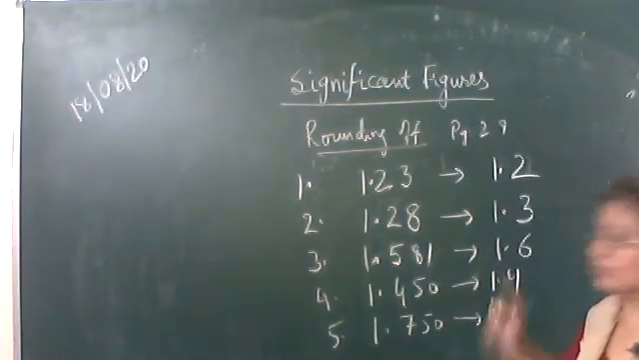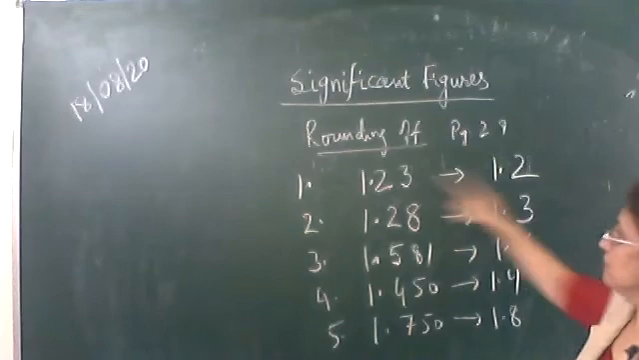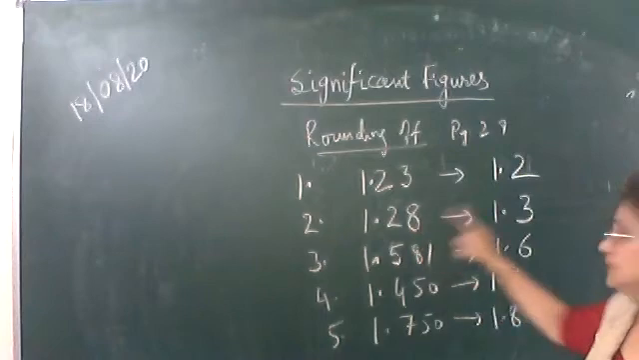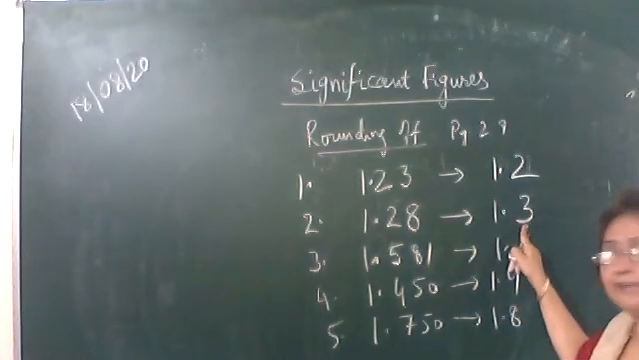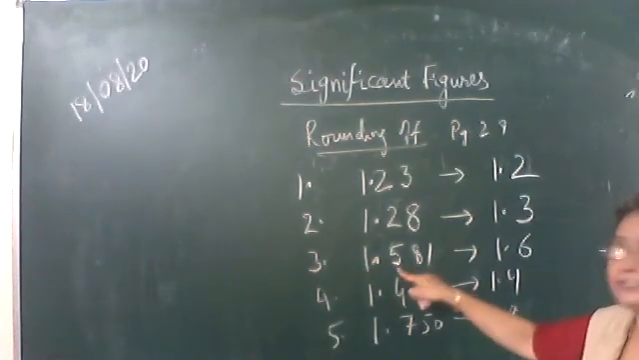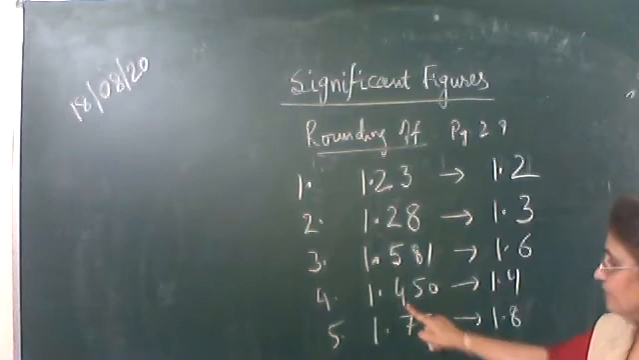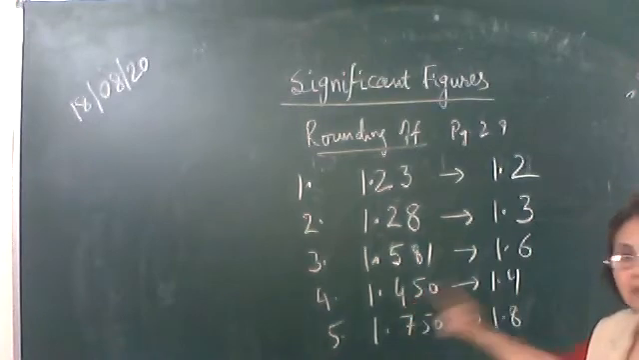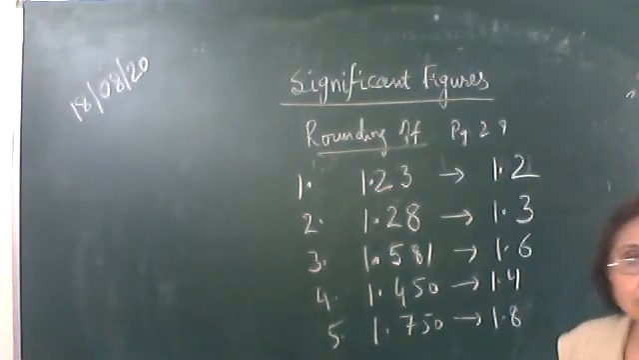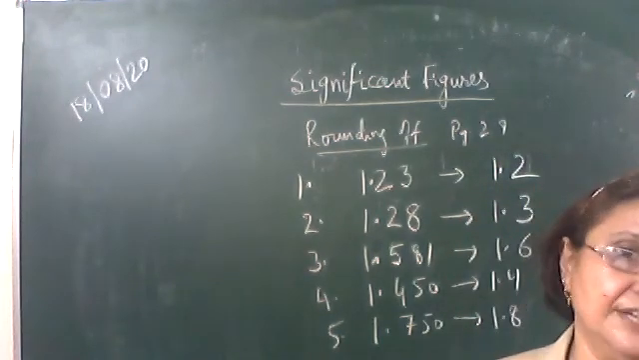So these are the rules to round off the result. The first one: if the digit to be dropped is less than 5, the preceding digit will remain unchanged. If the digit to be dropped is greater than 5, the preceding digit will be raised by 1. If the digit to be dropped is 5 followed by any non-zero digit, the preceding digit will be raised by 1. Now if it is only 5 or 5 followed by zeros, then you have to see the preceding digit. If it is even, it will remain as such. If it is odd, you will raise it by 1. These are the rules you have to remember to round off any value in proper significant figures.